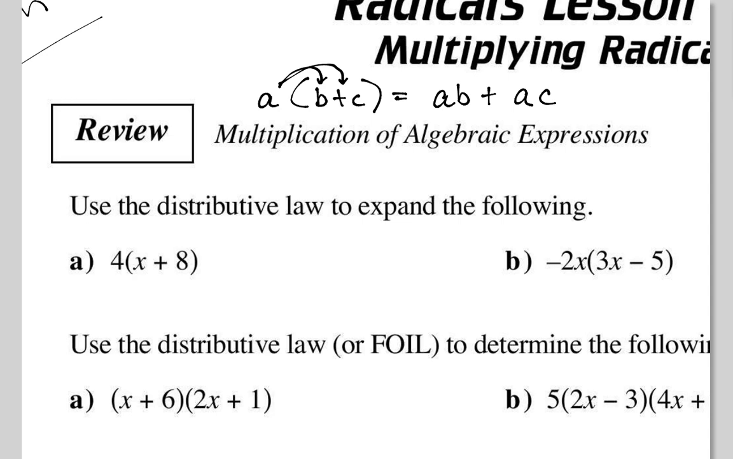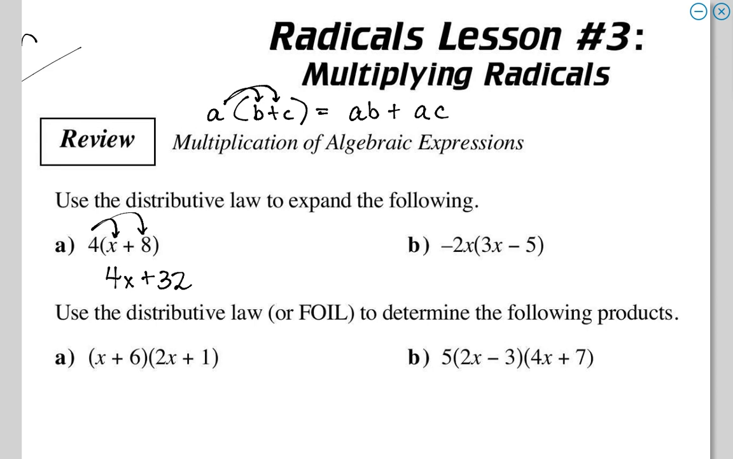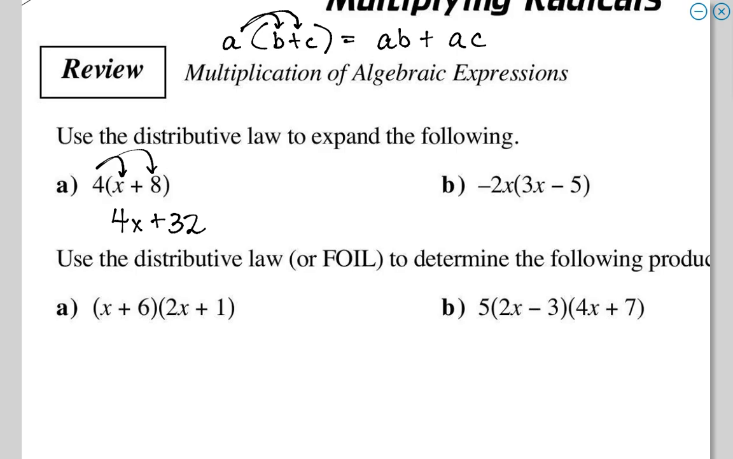So this 4 has to distribute in. And what would be 4 times x? Well, 4x. And then 4 times 8. Oh, right. This feel pretty good? Okay, wait till you see the radicals. Okay, here we go.